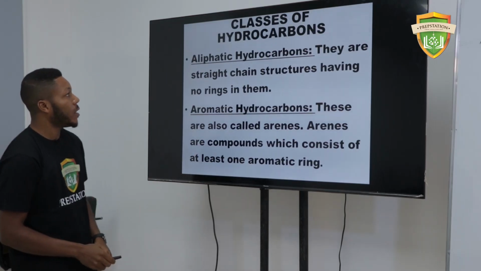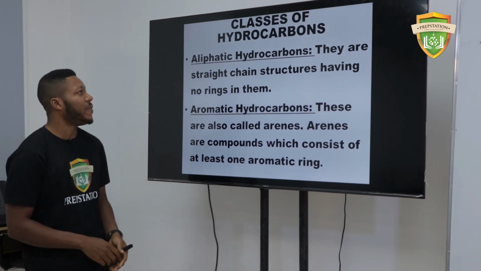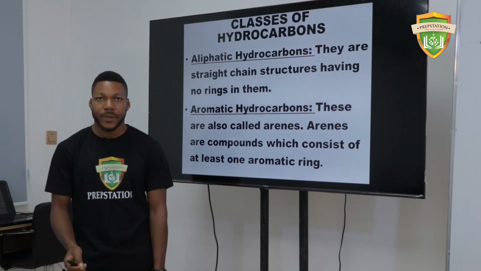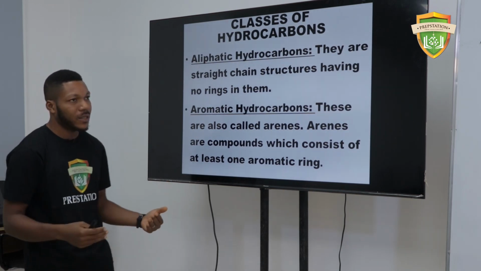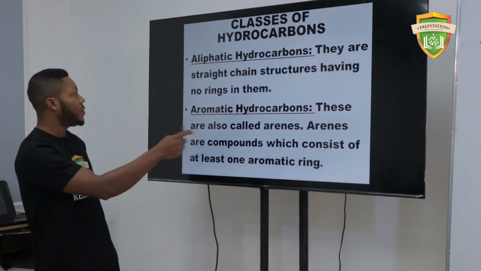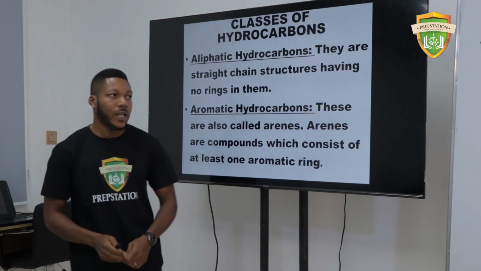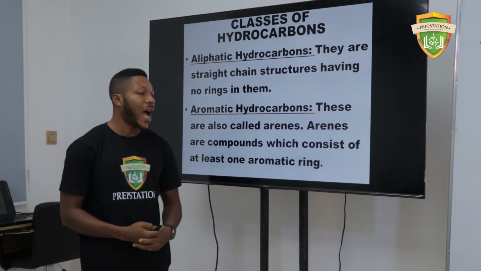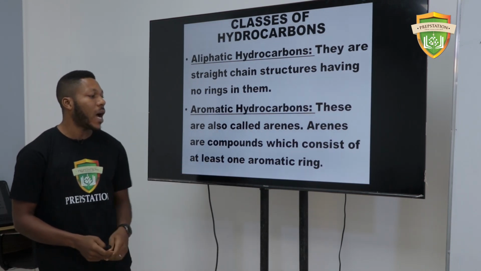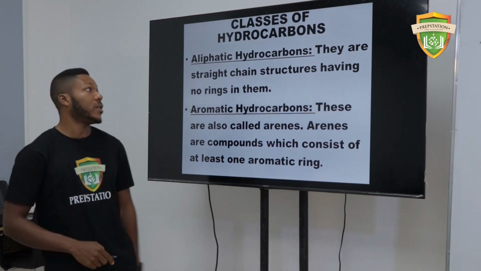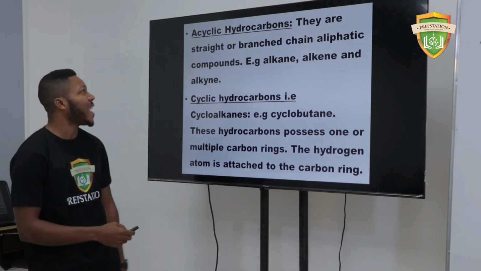Okay, the classes of hydrocarbons. Hydrocarbons are divided into two major classes, which are the aliphatic hydrocarbons and aromatic hydrocarbons. Now, what are aliphatic hydrocarbons? They are hydrocarbons that have straight chains or branched chains. They have straight chain structures with no rings in them. They're always straight or branched. Then the second one is aromatic hydrocarbons, which are also called the arenes, meaning they are compounds which consist of at least one aromatic ring.